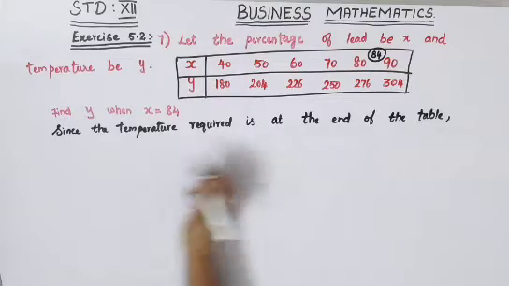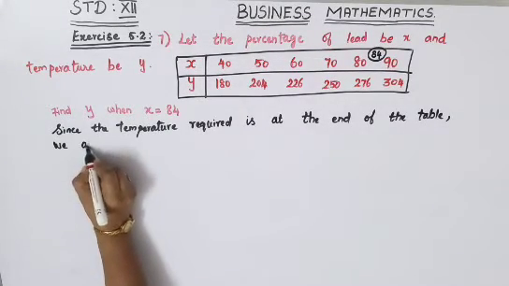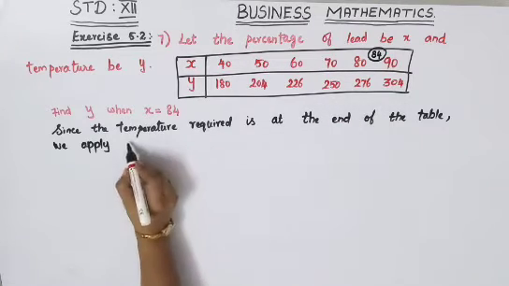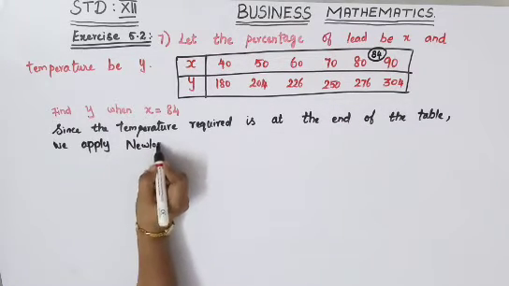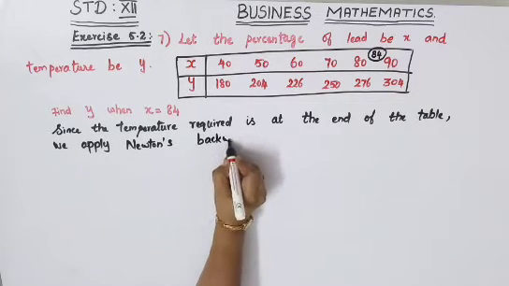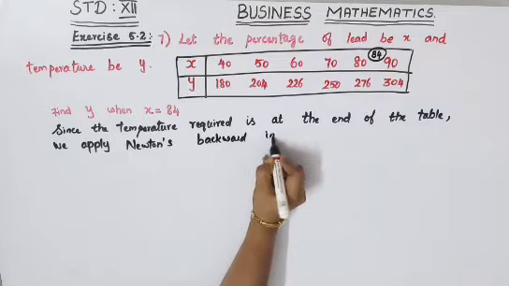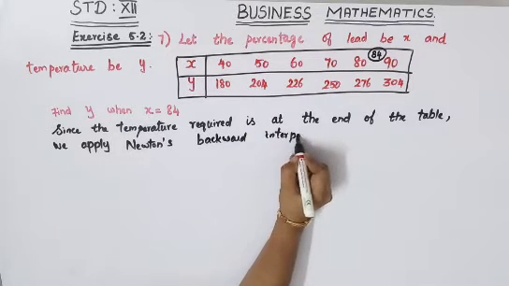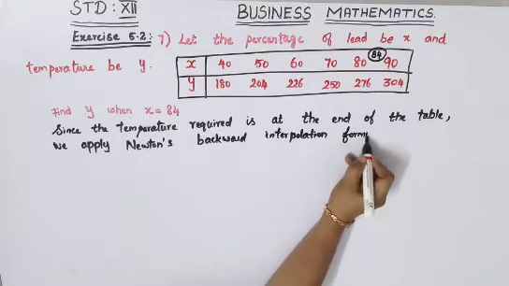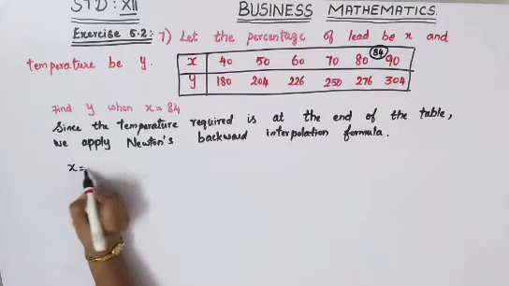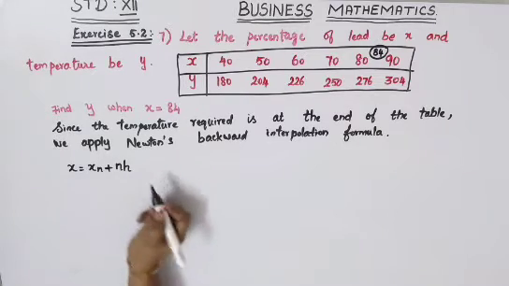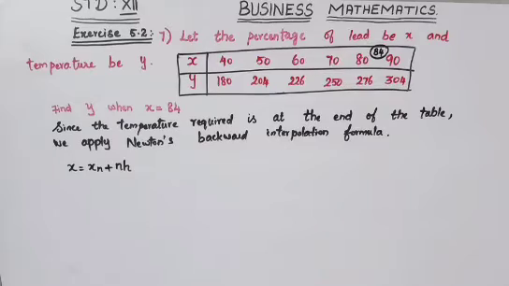So at the end of the table we apply Newton's backward, it is back. So it is Newton's backward interpolation formula. X is equal to xn plus nh. So from here you will have to find your n value first.